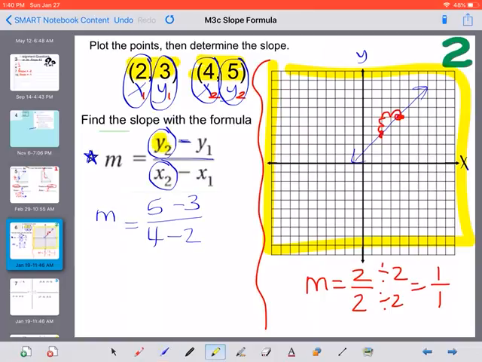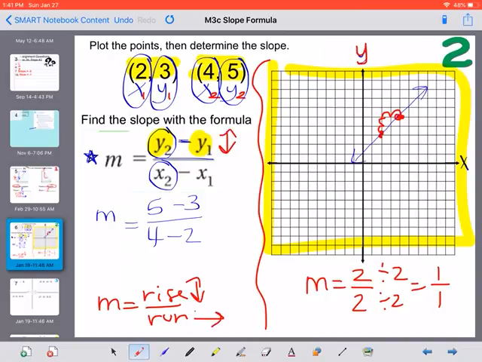Now if you notice, we had both of our y's in the top, which makes sense because when we find our slope, rise over run, when we counted it on our graph, rise was going up and down. That's really our change in our y's. How much did we go up and down? And then run was left to right, and that's our x-axis. How much did we go left to right? So we're really just using the numbers to figure out how much did we go up and down and left to right. So if we simplify this, 5 minus 3 is 2. 4 minus 2 is 2. Same thing we got over here. So we could simplify that, and our slopes would be the same, 1 over 1.